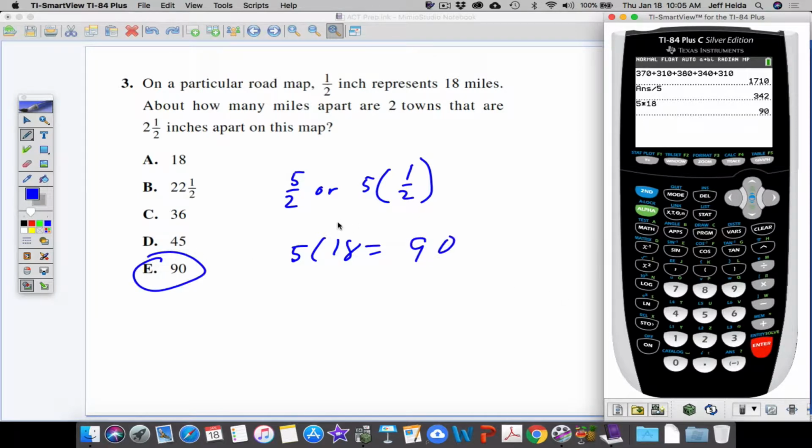Now, one common error that people have, and the answer 45 would be in here, if you just multiply 5/2 times 18, 2 goes in there once, 2 goes in there 9, 5 times 9 is 45. This is not the right answer, but it's a common wrong answer.